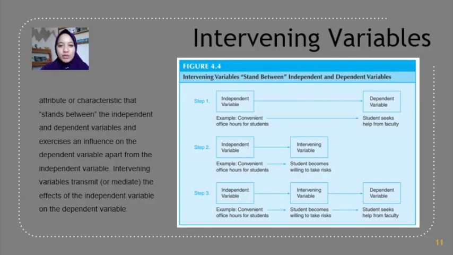Okay, like in the picture, it is about intervening variables that exist between independent and dependent variables. Actually, this variable is called a mediating variable also, because in some quantitative studies these variables are controlled using statistical procedures that can influence or give effects to the dependent variables. Intervening variables transmit or mediate the effects of the independent. Yeah, something like that. Intervening variables.